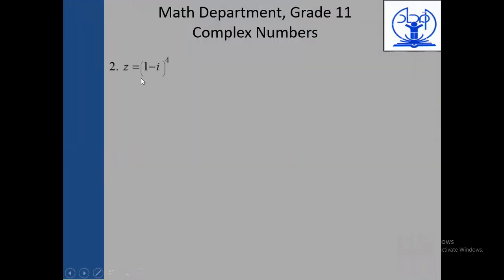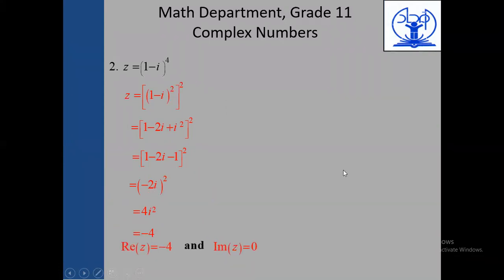Proceeding to the next one, z equals (1 minus i) all to the 4. First, it's very important to split this 4 and to rewrite it as an exponent of an exponent. So it's 2 to the 2. So you start by developing the inner bracket. It's a squared minus 2ab plus b squared. Simplifying i squared and writing this as minus 1, you will get (minus 2i) all to the power 2. Expanding this, it will be 4i squared. Finally, it's minus 4. So the real part is negative 4, and the imaginary part is 0.